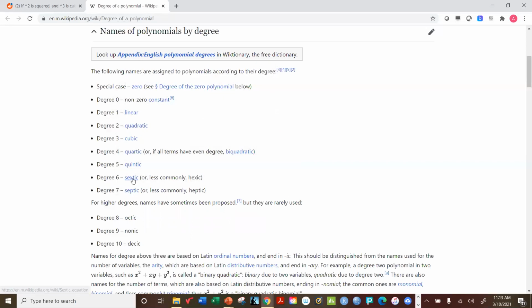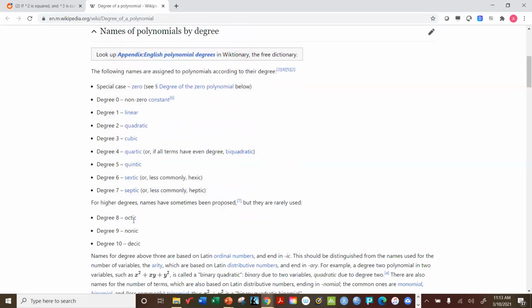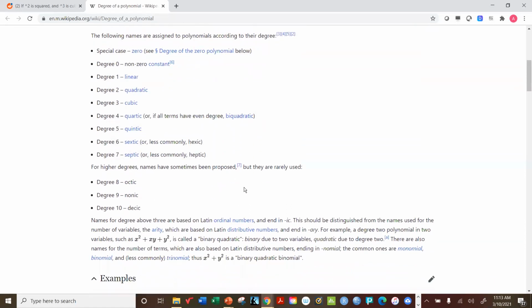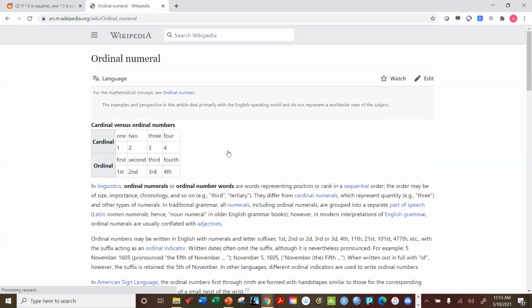Man, some of these functions are really bizarre. But the reality is you're not likely to run into many of these in practice. In the real world, you're probably not going to go much beyond cubic. But it's fun to know where these names are coming from. And they're coming from the Latin. Of course, everything here is Latin.